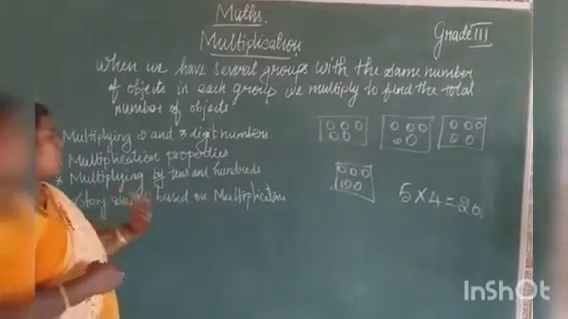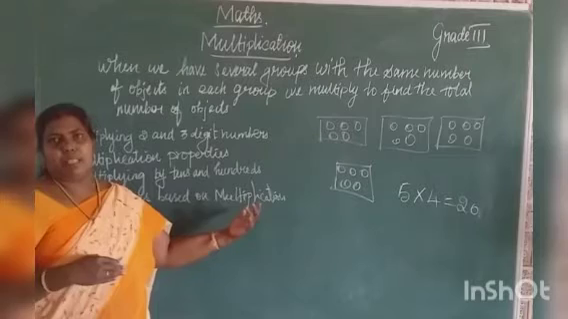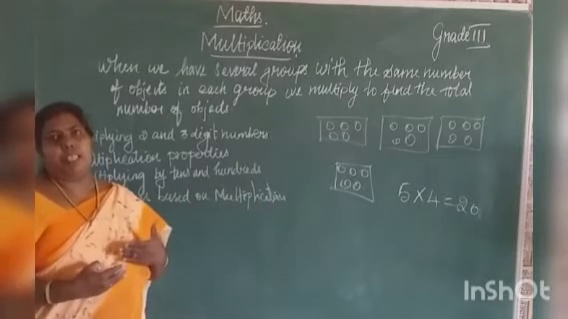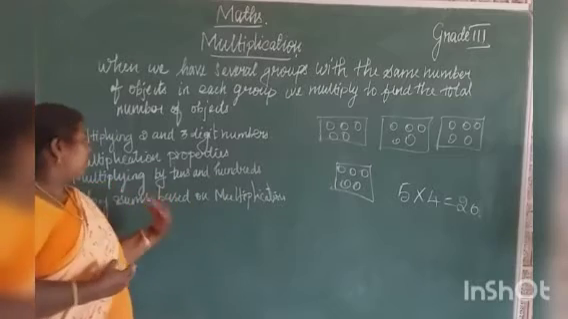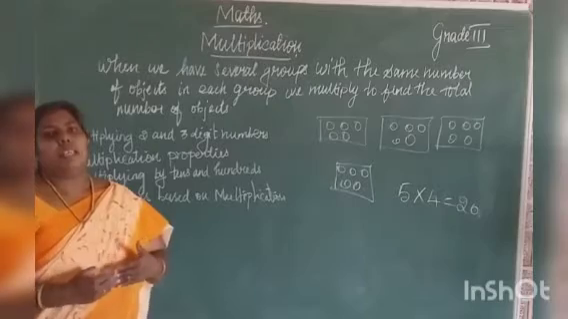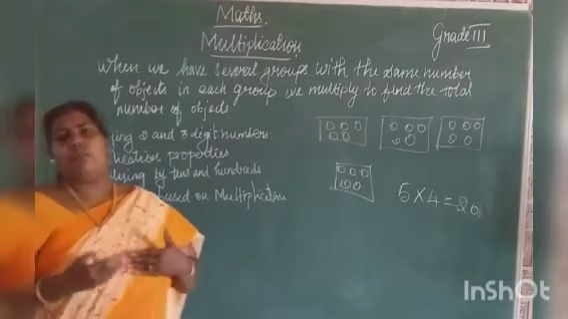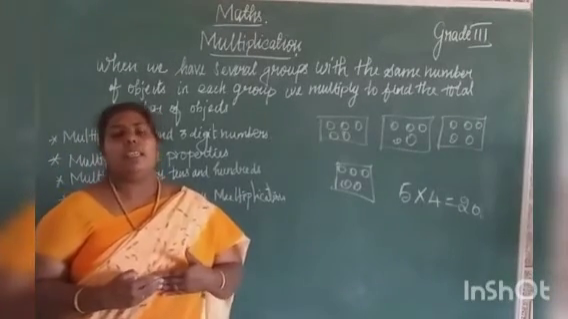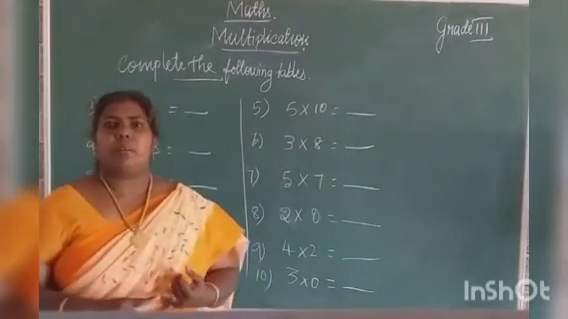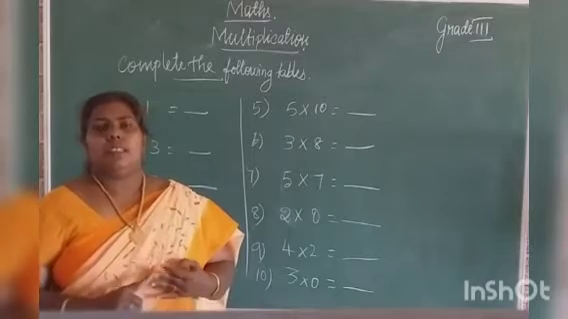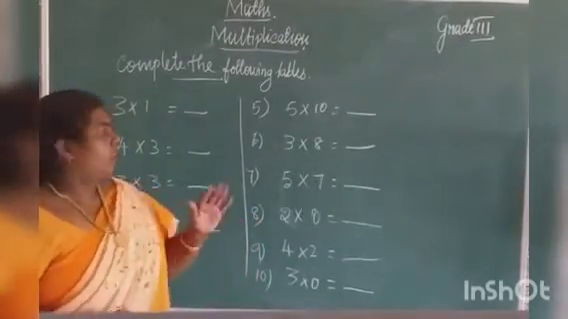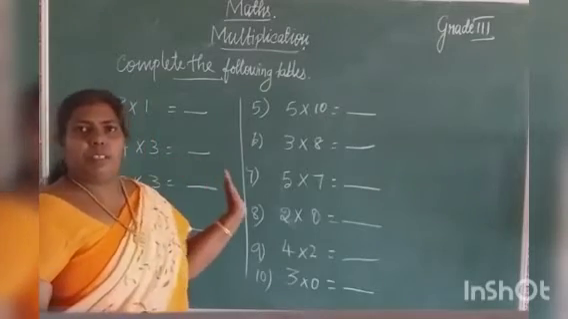Then story sums based on multiplication. Story sum means how we use multiplication in real life. Before that, just recall what we learned last year. Last year you learned the first table, second table, third, fourth and fifth tables. So here we are going to use the fifth table.